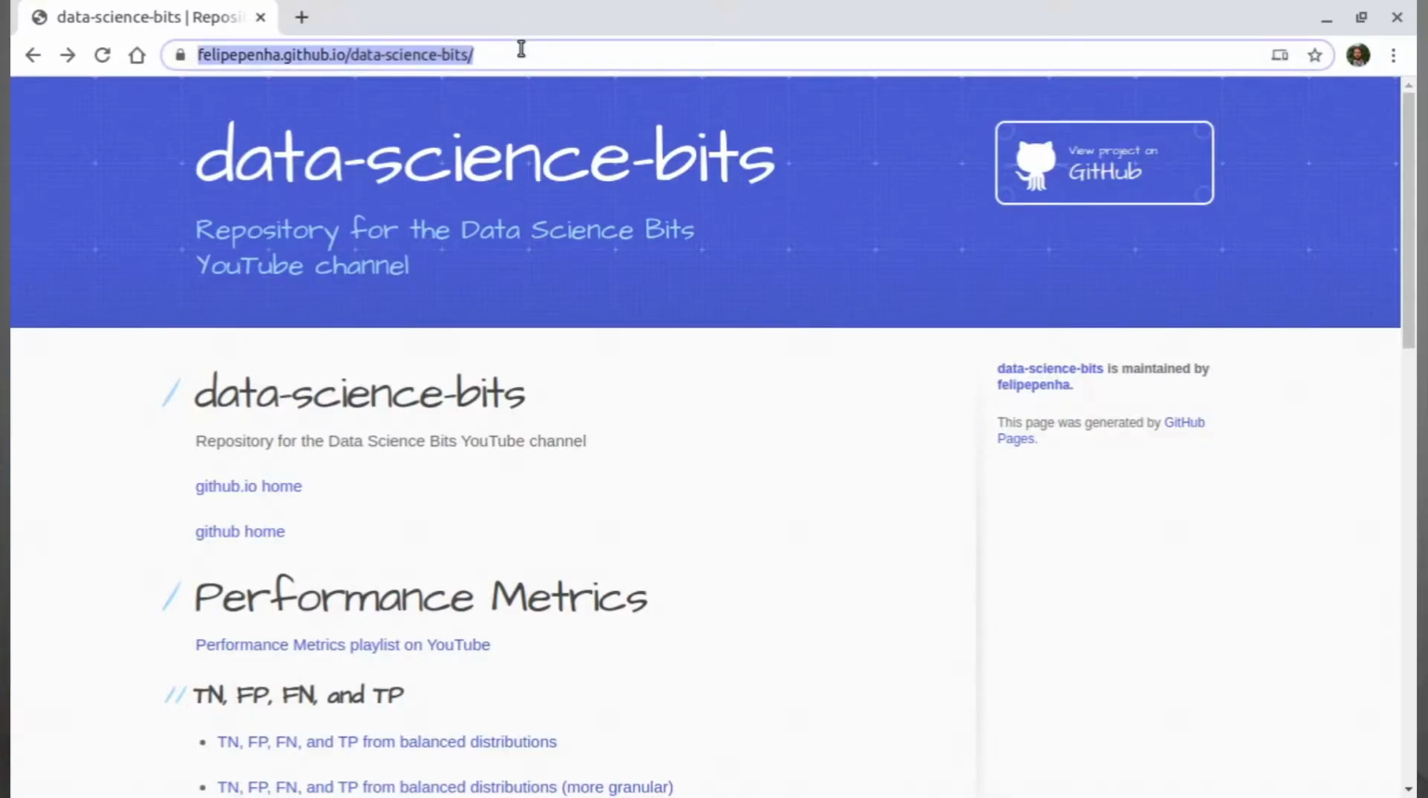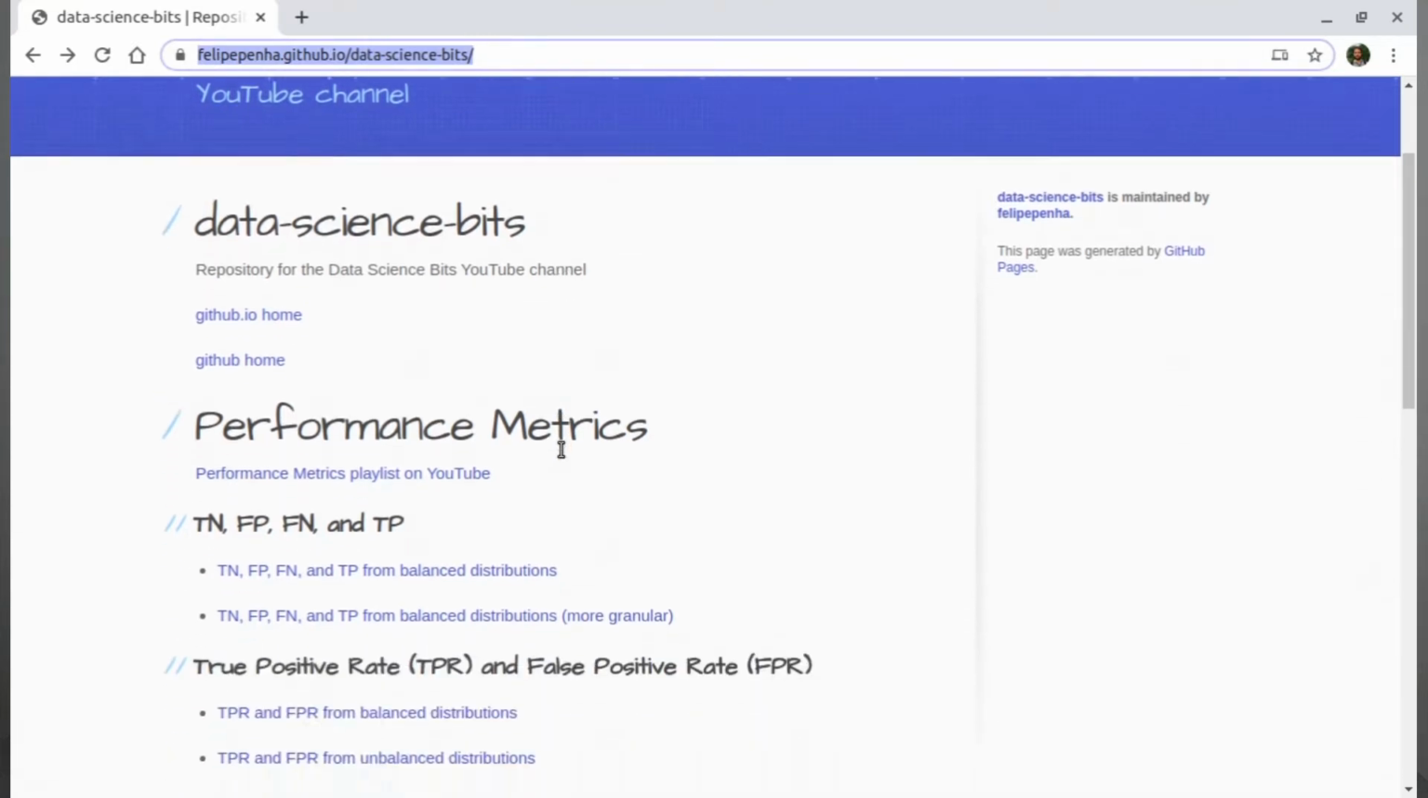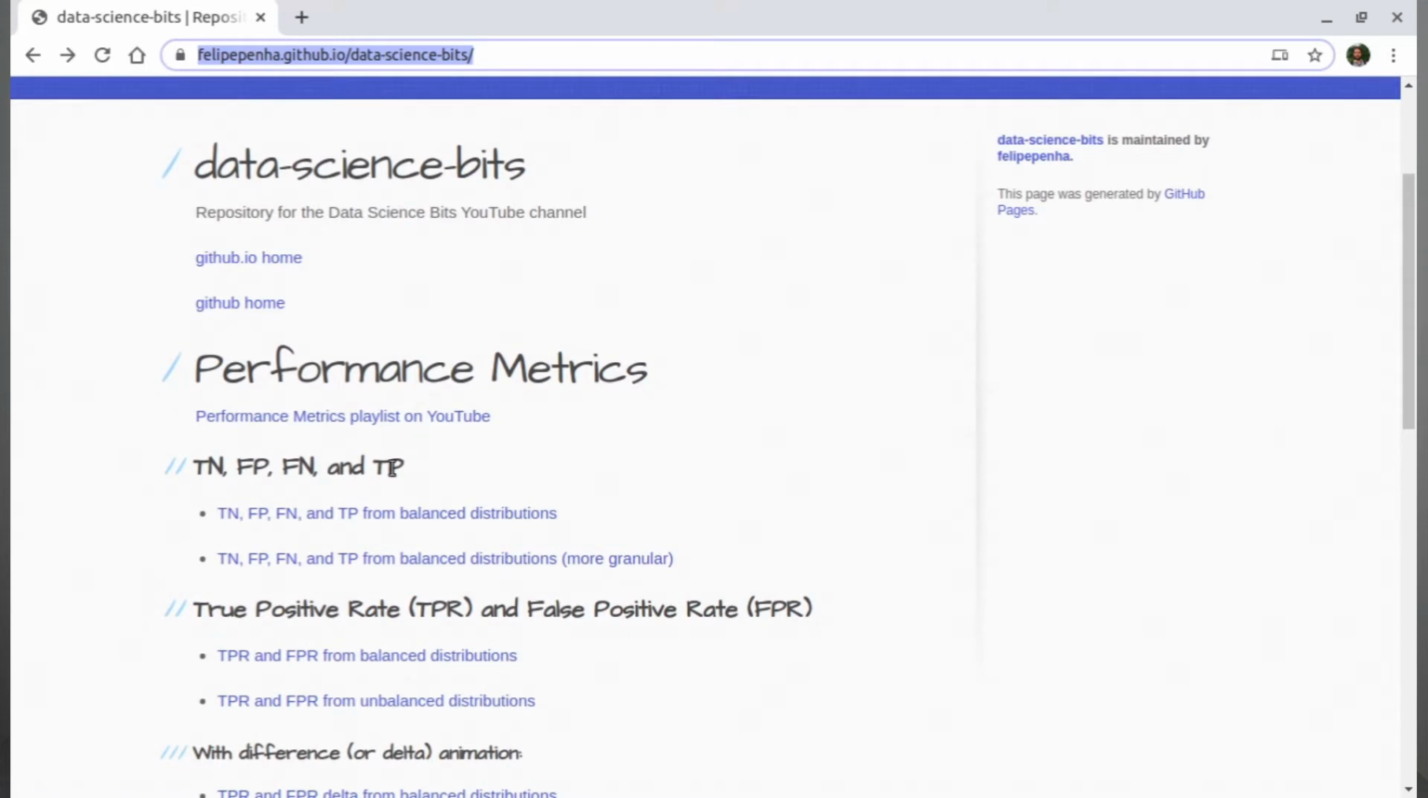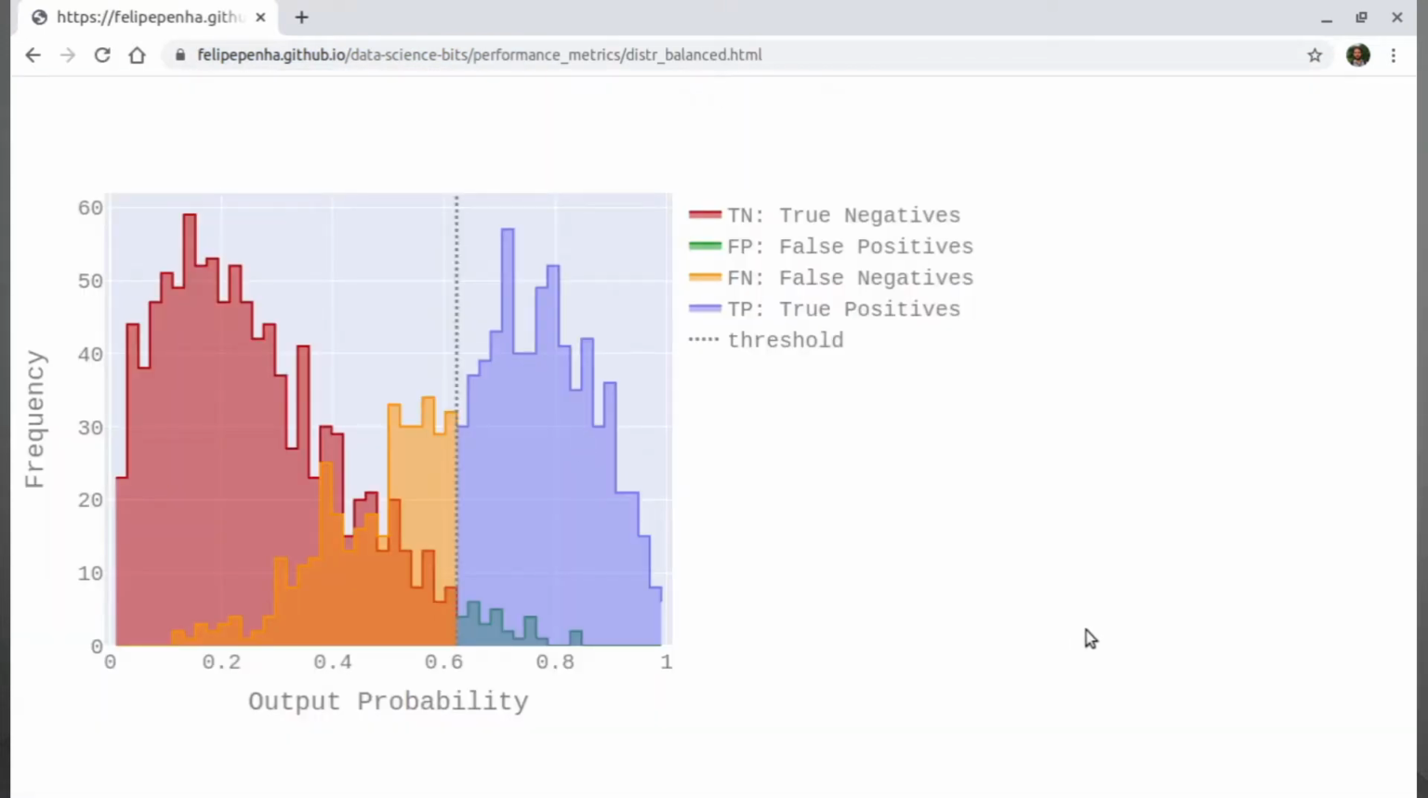As in other videos, let's go to the website of the channel. The address is this one. I'm providing it also in the description of the video. If you scroll down, you'll see this section here. These are the elements of the confusion matrix from balanced distributions. So what do we have here?